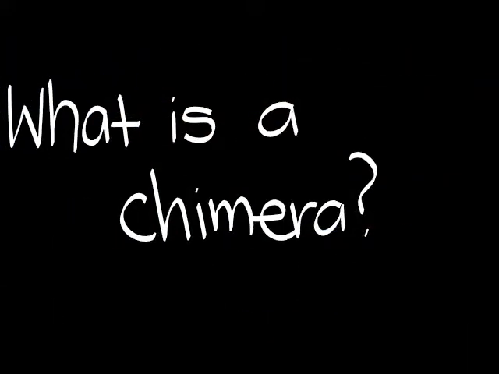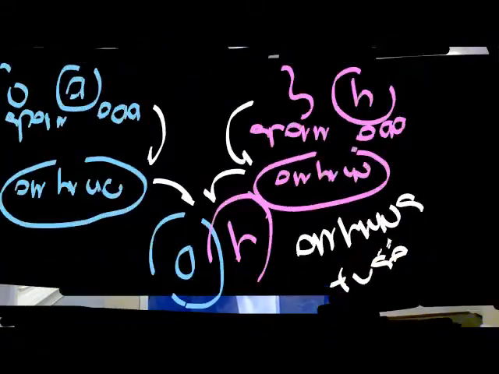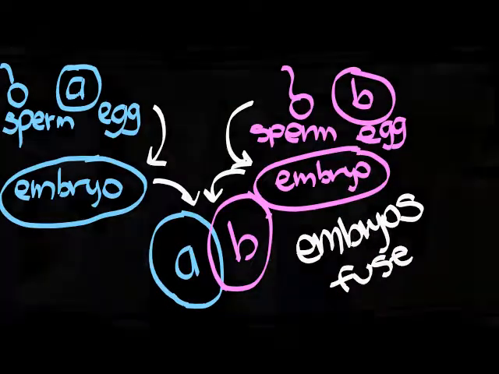During this video, we will be answering 3 questions. What is a chimera? How are chimeras produced? And what kind of chimeras occur in humans? The first question we will be answering is what is a chimera in genetics? A chimera is an organism or tissue that contains at least 2 sets of different DNA, often originating from the fusion of different zygotes. A zygote is a fertilized egg.